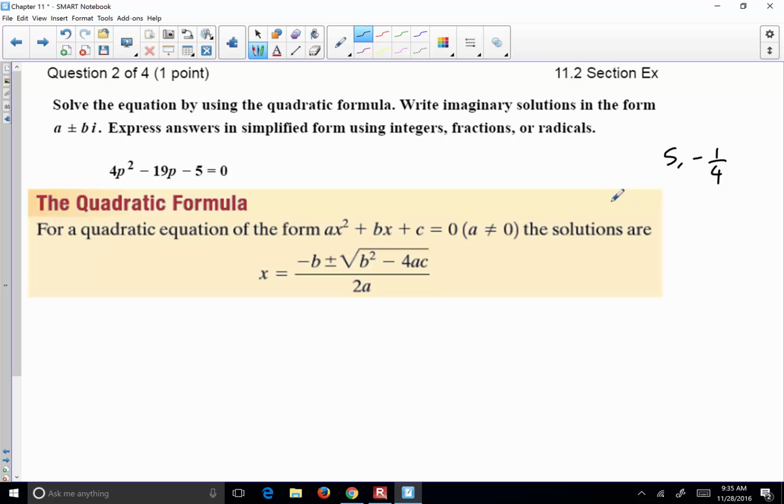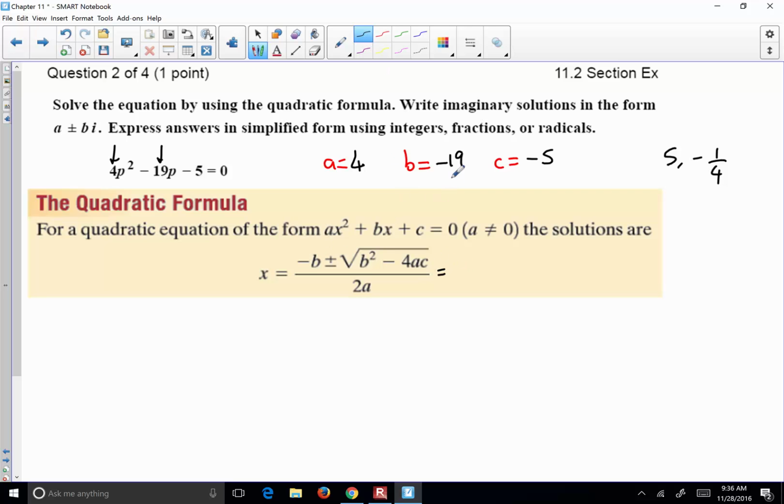Alright, do you all agree on this answer? Let's see. Let's read the numbers first. A, B, C. What is A? 4. The number in front. B, the number in the middle. C, -5, right? Okay, let's substitute them back into the equation.